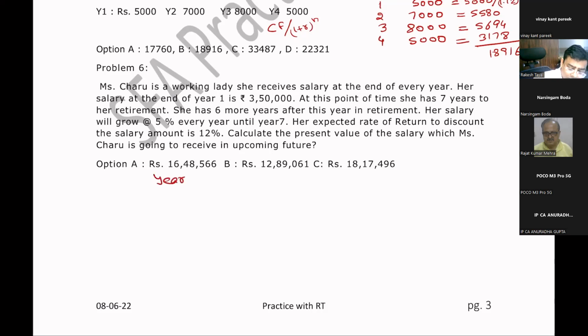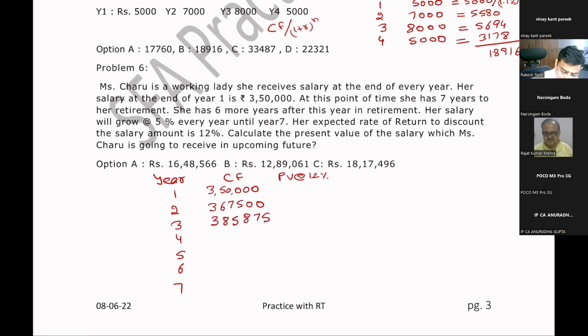So we have to do year, cash flow, PV at the rate 12%. 1, 2, 3, 4, 5, 6, 7. Can anyone tell me the next year cash flow? Cash flow for year 2. This is the only point in this question, to calculate the cash flow of each year. It is 3,67,500. Every year it will increase by 5% of the previous year amount, not of the base amount.